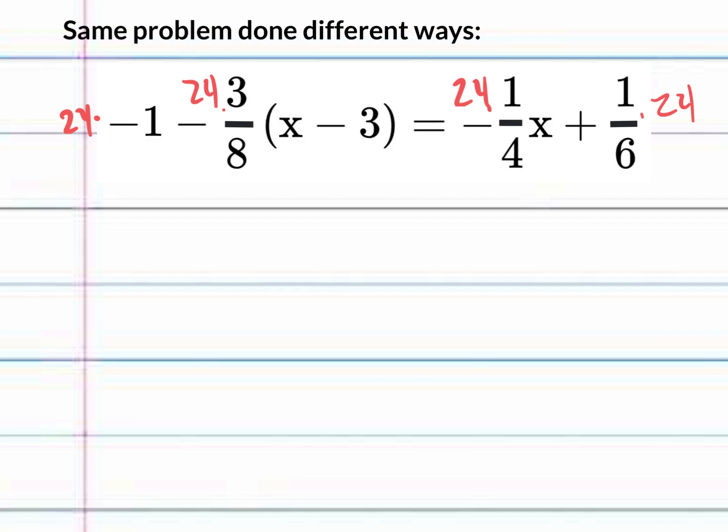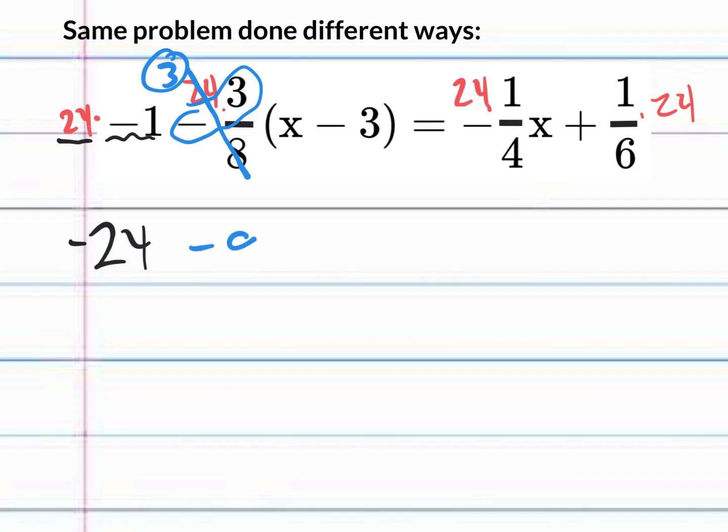We have a negative 24 because 24 times negative 1, that's negative 24. We have 24 divided by 8. 24 divided by 8 is 3. So what we really have here is 3 times negative 3. And 3 times negative 3 is a negative 9. And you still have the parentheses x minus 3.